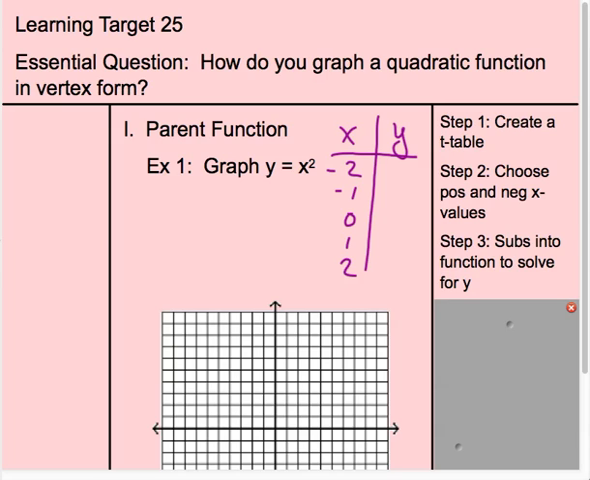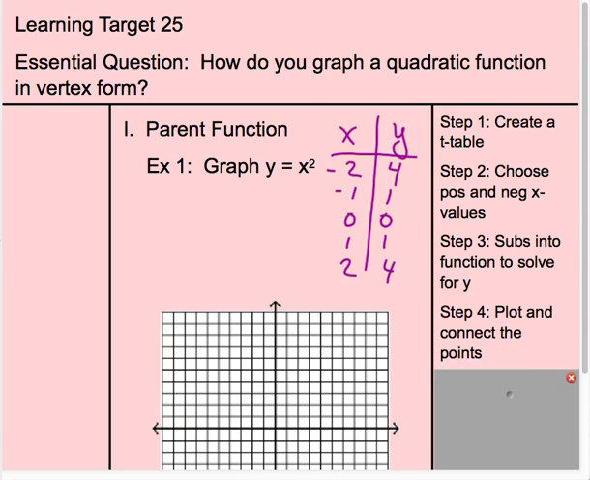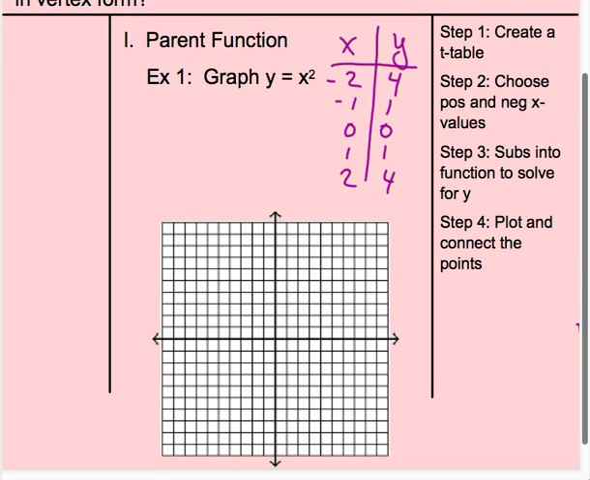So if I take negative 2 and square it, I get positive 4. Negative 1 squared is 1. 0 squared is 0. 1 squared is 1. And 2 squared is 4. So then we're going to plot those ordered pairs. So we have x, y coordinates here. And we'll try and connect the points and see what the shape of this function looks like. So we've got negative 2, positive 4. Negative 1, 1, 0, 0, 1, 1, and 2, 4.